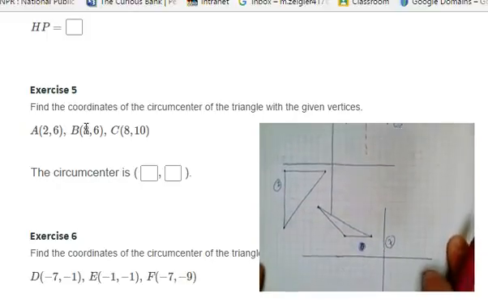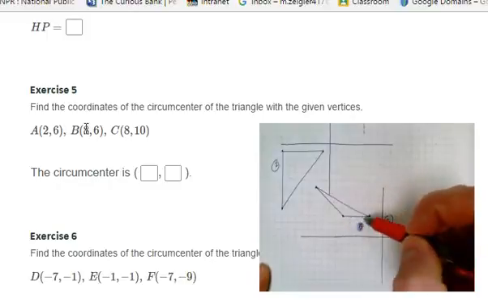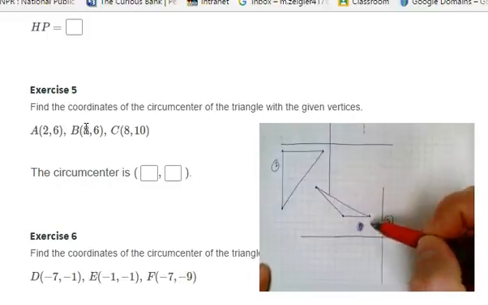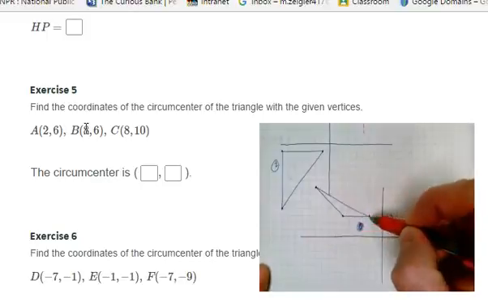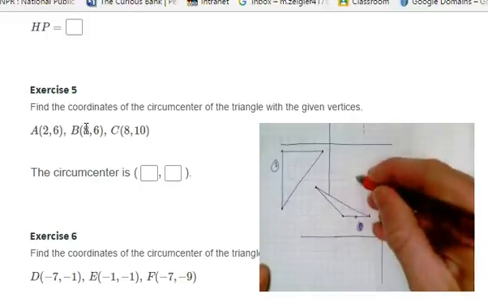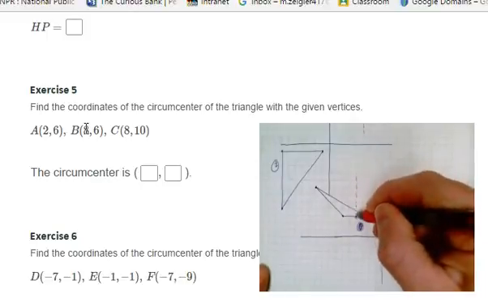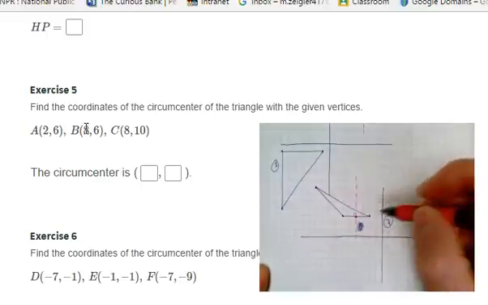Let's do number 7 as well. Here, we only have 1 horizontal or vertical side. So let's take a look at that one first. This is number 7. So 1, 2, 3, 4 spaces long. There's our midpoint. And here is our perpendicular bisector.